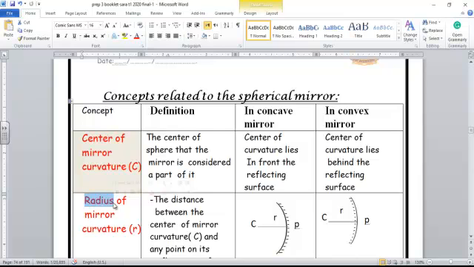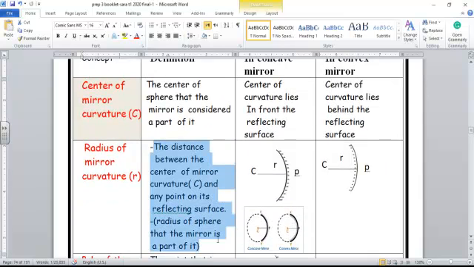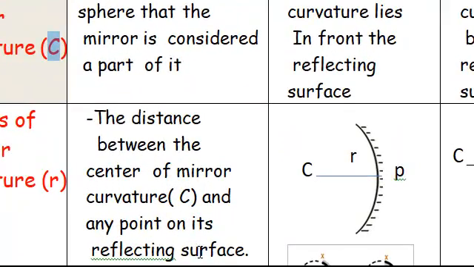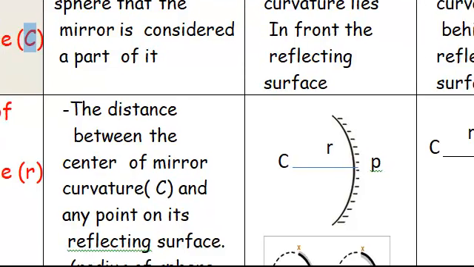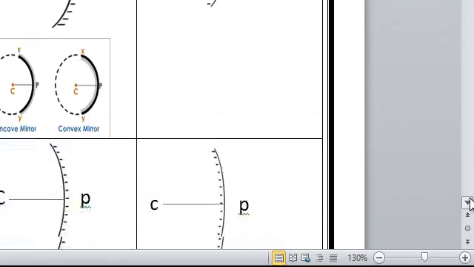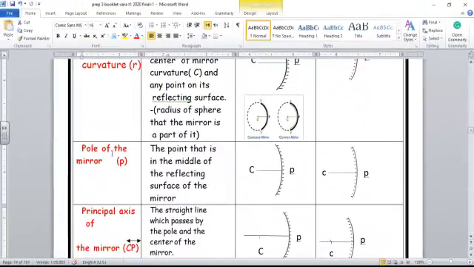What is meant by radius of curvature? It is the distance between the center of curvature and any point in a mirror. So we have only one center of curvature, and we have many radii, an uncountable number. Not only one radius. If you join any line between the center and any point in a mirror, we call it a radius.